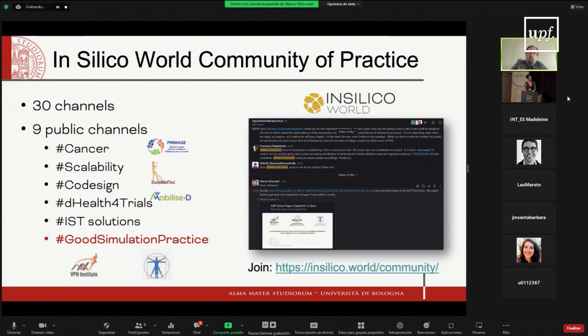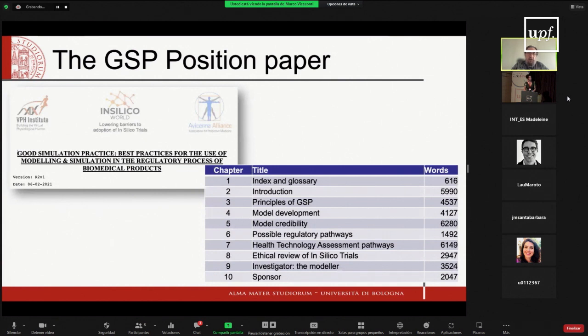In the meanwhile, we are trying to consolidate the community of practice made of academics, people working in industry, regulators themselves, and experts in various agencies who are interested and involved in this topic, to join our In Silico World community of practice. There are a number of challenges to discuss all relevant topics related to in silico medicine, but one particularly important is the one where we are driving the so-called good simulation practice. This is a position paper that we are developing with the contribution of more than 100 experts. And we hope it will provide a sort of baseline for good practice when you want to use a computer model to support evidence in a regulatory process for medical devices, but also for medicinal products.